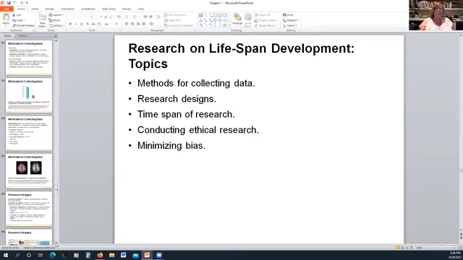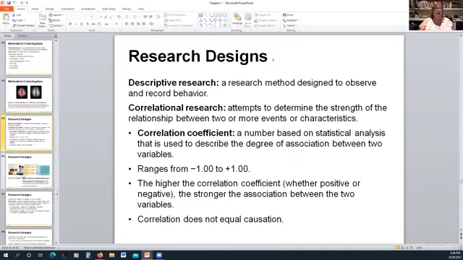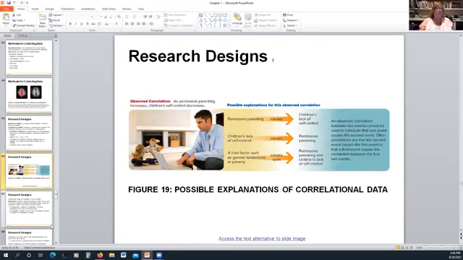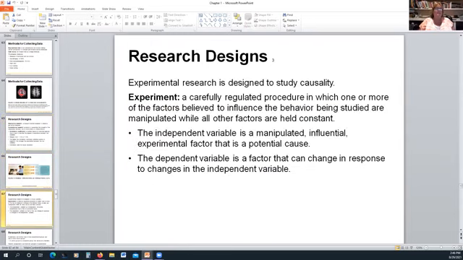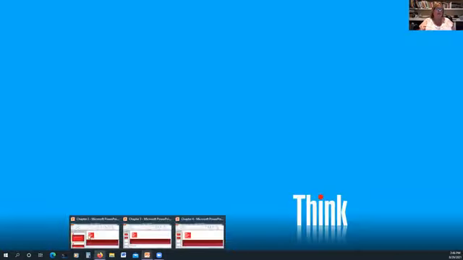The end of chapter 1 really looks at just your basic research design, your basic ideas of how we collect data, you know, that sort of stuff. So that's what's in chapter 1. Again, I told you this was going to be quick.